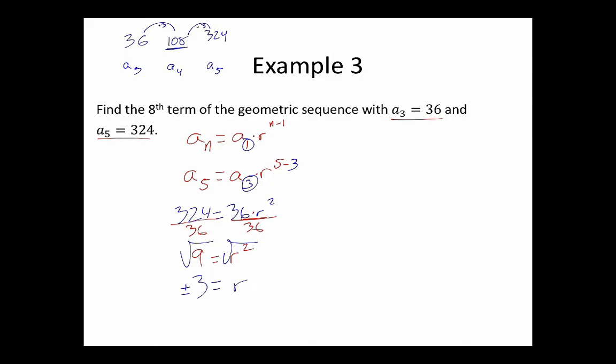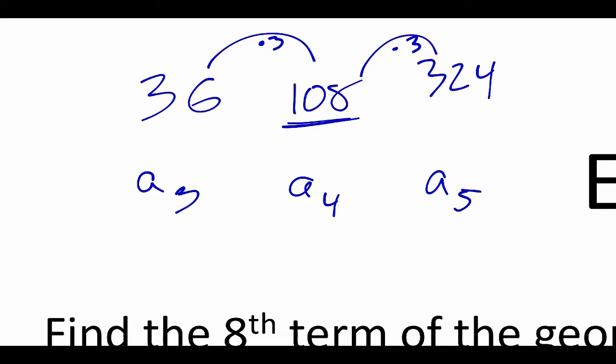That works. However, let me zoom in on this, sorry. So again, you can go from 36 to 108 to 324 by multiplying by positive 3, and you can get from the third term to the fifth term, no problem. But you could also do it where instead of multiplying by positive 3, you multiply by negative 3, and you get negative 108. Then you take negative 108 and multiply that by negative 3, and you get back to positive 324. So we technically don't know whether it's positive or negative. Rats. That's okay. We're just going to have to do the same thing twice. It's going to be okay.